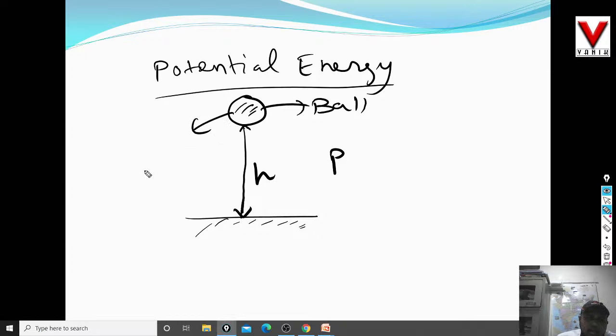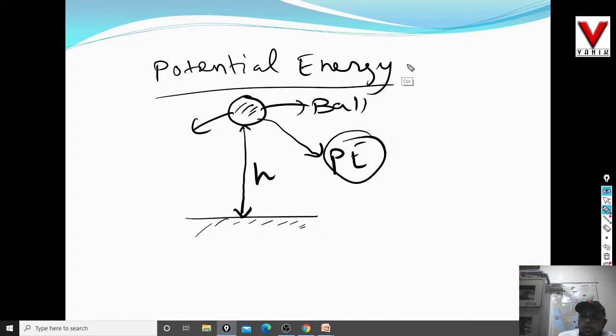I'll write down the statement. Don't worry, I'm just saying it for your understanding. Now see, this is a body or a ball located at a height h. So when this body is taken to a height h, it definitely has some energy known as potential energy, and that energy is nothing but by virtue of the position of this body.